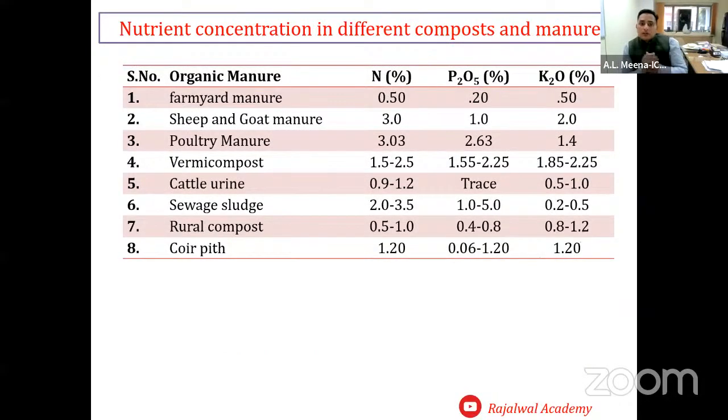Now coming to some concentrated nutrient management, this is the nutrient level we discussed during our lecture. Farmyard manure, sheep and goat manures, poultry manures, vermicompost, cattle manures, different manures and their nutrient levels. So whatever method we use to improve the composting process, the nutrient level will also improve.